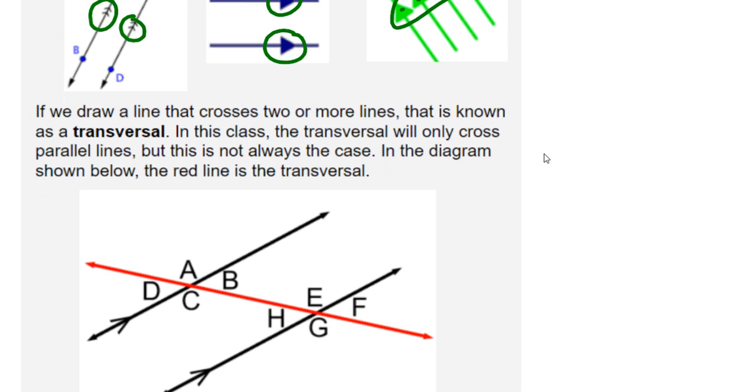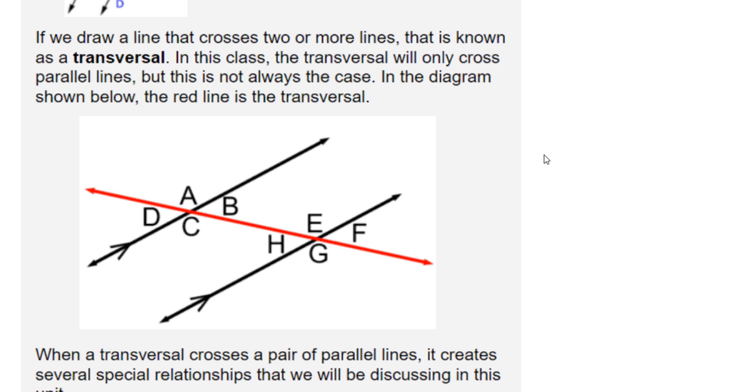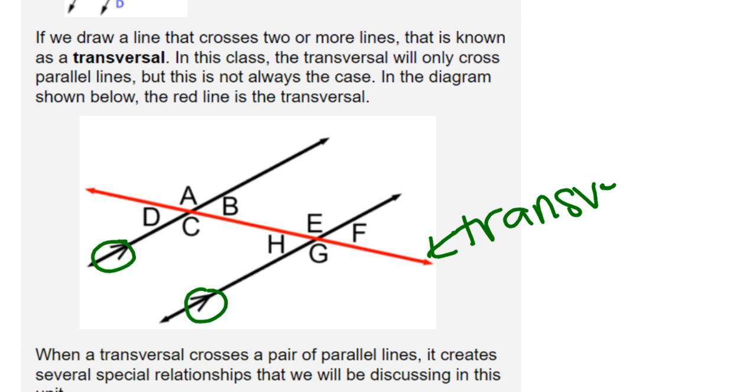All right, so now we're going to step it up. We're going to take parallel lines, and we know that these lines are parallel because they're marked. And now we're going to draw a line that crosses them. This is known as a transversal. You're going to hear that word a lot in this unit, so you have to know what it means. In our class, the transversal is only going to cross parallel lines. I'm not going to throw any trick questions at you, but that's not always the case.